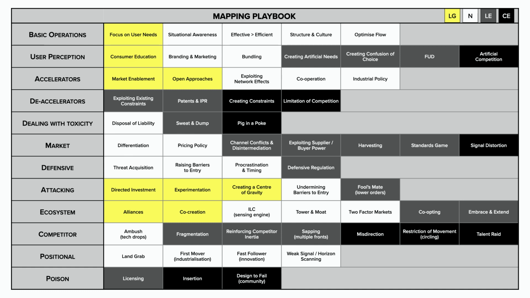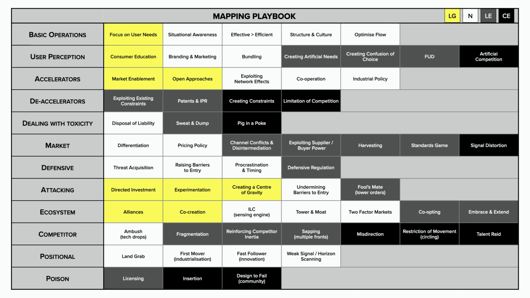Basic operational moves, like focusing on user needs. Moves around influencing user perceptions, such as educating consumers, or sowing fear, uncertainty, and doubt amongst them. Moves that accelerate the evolution of components, like using open approaches so components get adopted faster by the market. And conversely, moves that decelerate evolution, such as creating constraints in the industry, so the adoption of components launched by our rivals is slowed down.